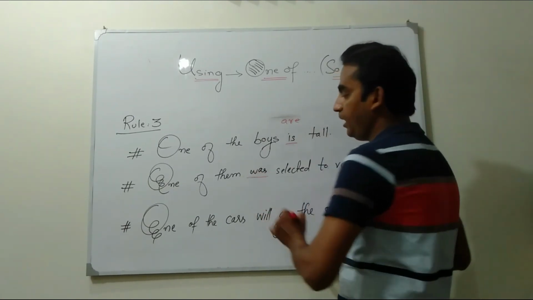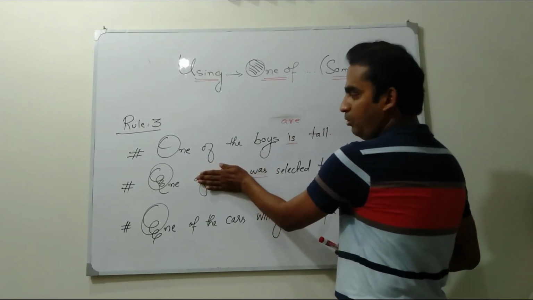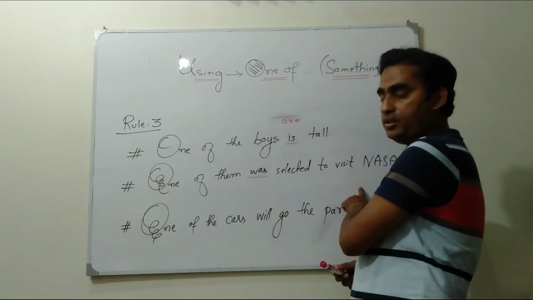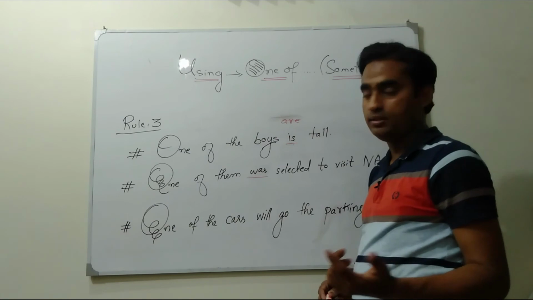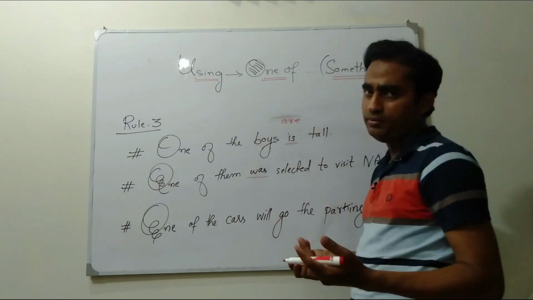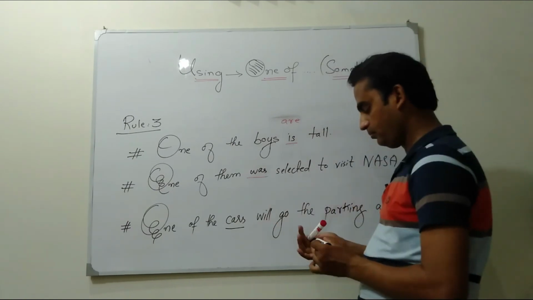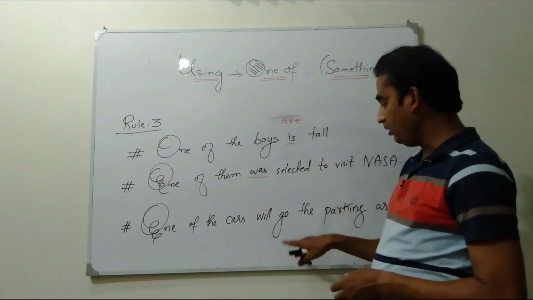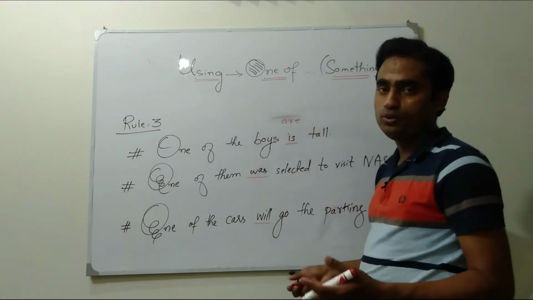So here we use the helping verb was. For time being if you hide them, one was selected. One of them was selected to visit NASA. Helping verb will be singular. One of the cars, bahut sari cars mein se ek. One of the cars will go to the parking area. So we can use "will" for singular and plural both. Here we are using the helping verb will. Will can be used for singular and plural both.